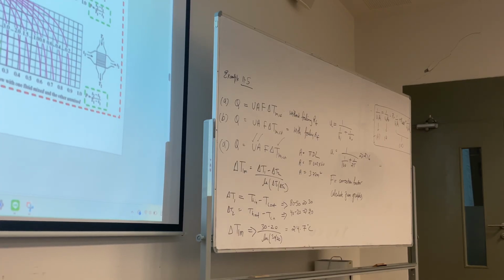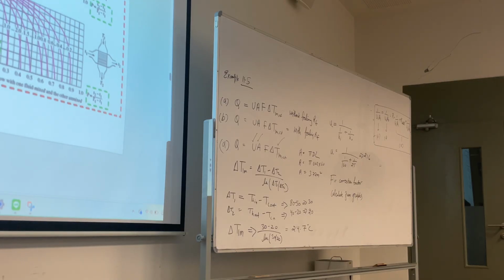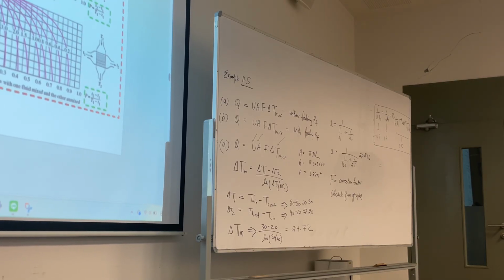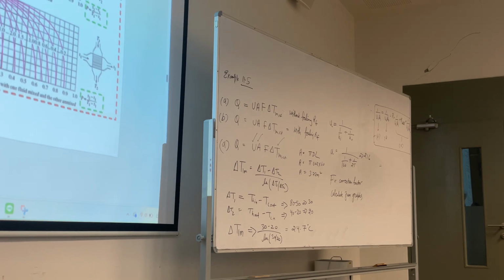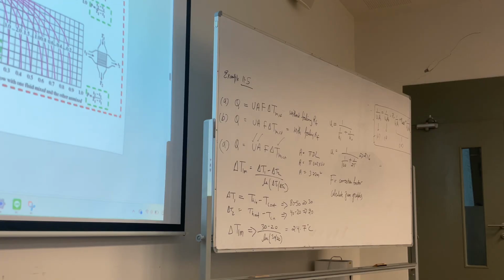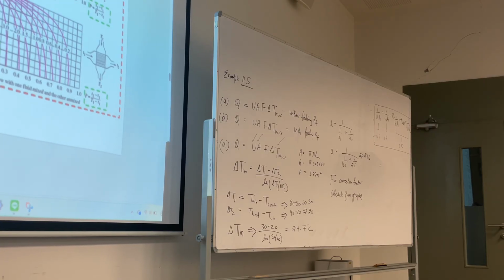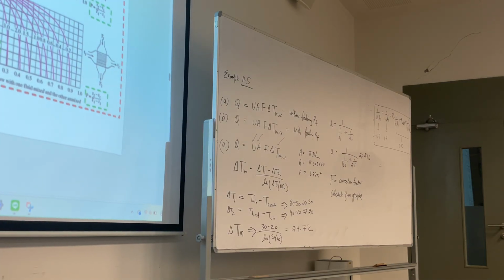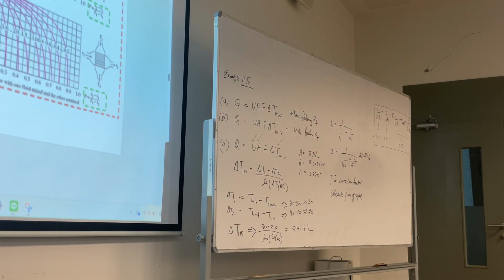So shell and tube: this is shell, this is shell, this is tube, this is tube, this is tube, this is tube. So 2 shell and 4 tube. Tube inlet is denoted by this, tube outlet is denoted by this. Small t is the tube and capital T is the shell.